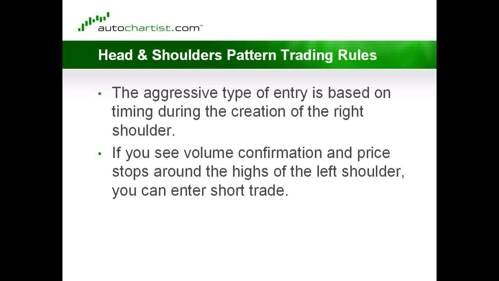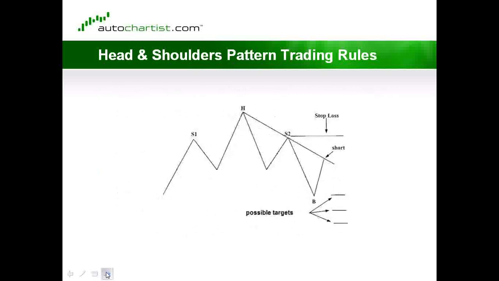One thing you should also note with your trading rules is if you see volume confirmation and price stops around the highs of the left shoulder, then you can enter the short side. That's what I meant by being a passive seller. The first comment here about being aggressive, that's selling into bids. That's selling weakness. The second type of trade is where you let the market go through and confirm or complete the pattern, but then you wait for a retracement back up to the upside before getting in the market. One's a passive way of trading and one's an aggressive way of trading.